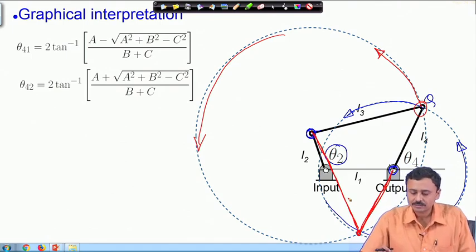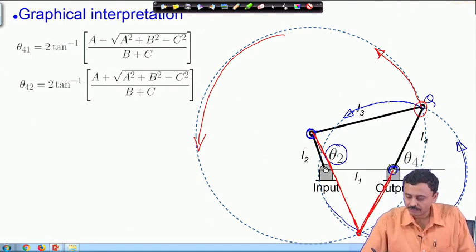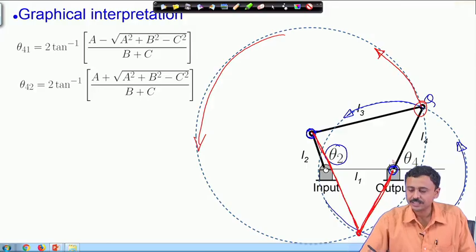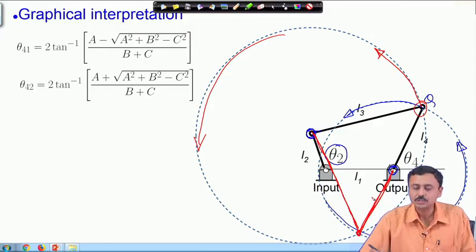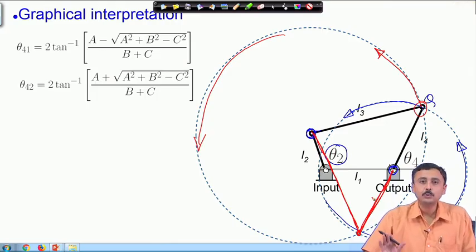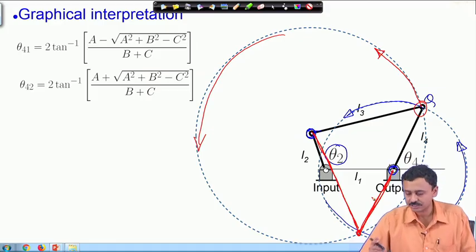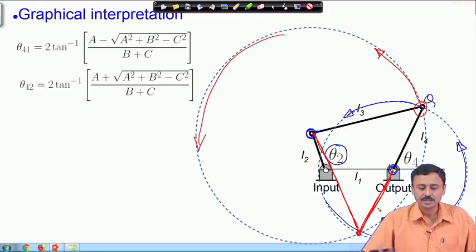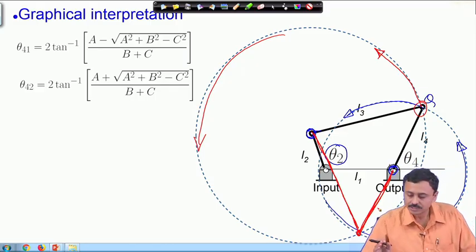Here, from this schematic diagram, it seems that this link has crossed the line of frame. So, these two are not two distinct assembly modes, but they are two distinct configurations. As a configuration, they are two distinct configurations. So, this is the physical implication or physical significance of the two solutions. So, there are two ways of assembling the mechanism, which is given by the two solutions.